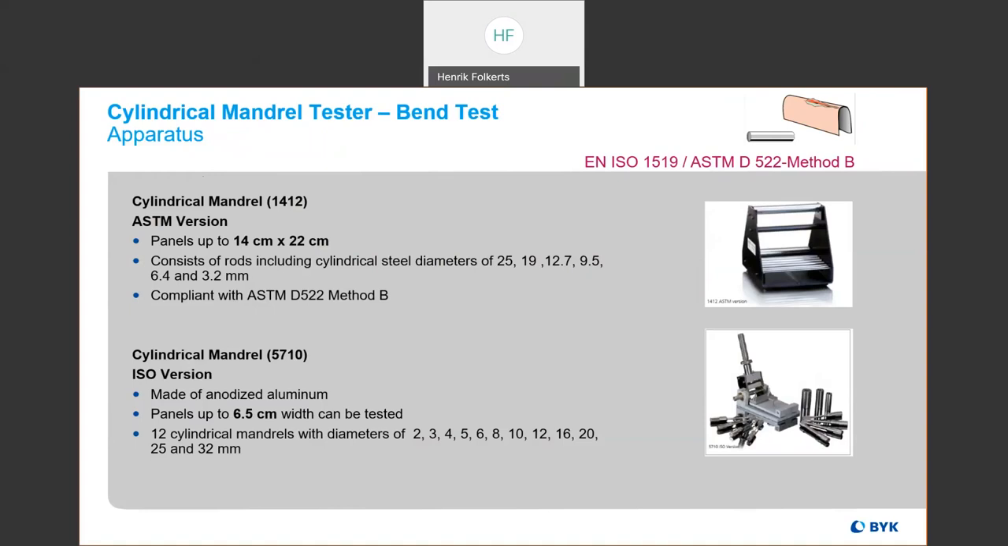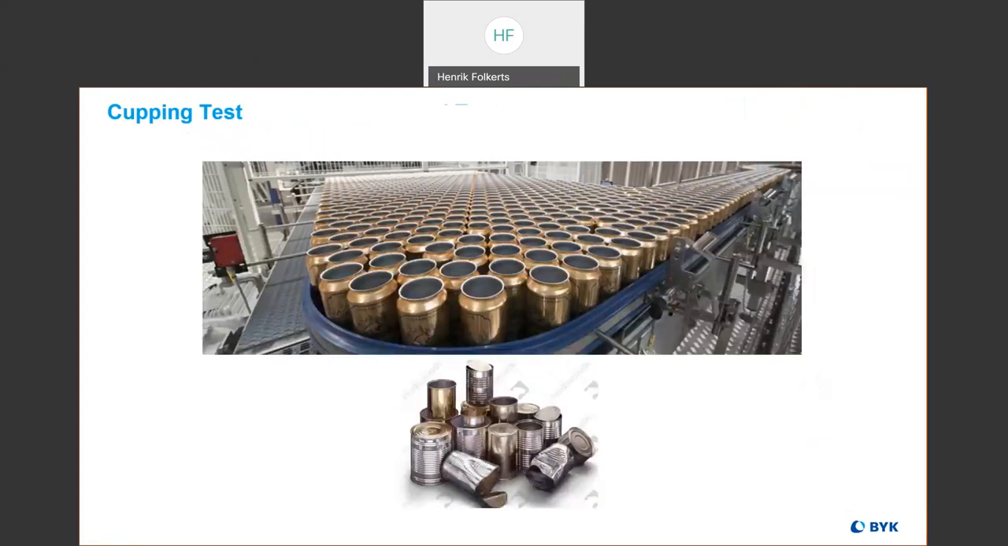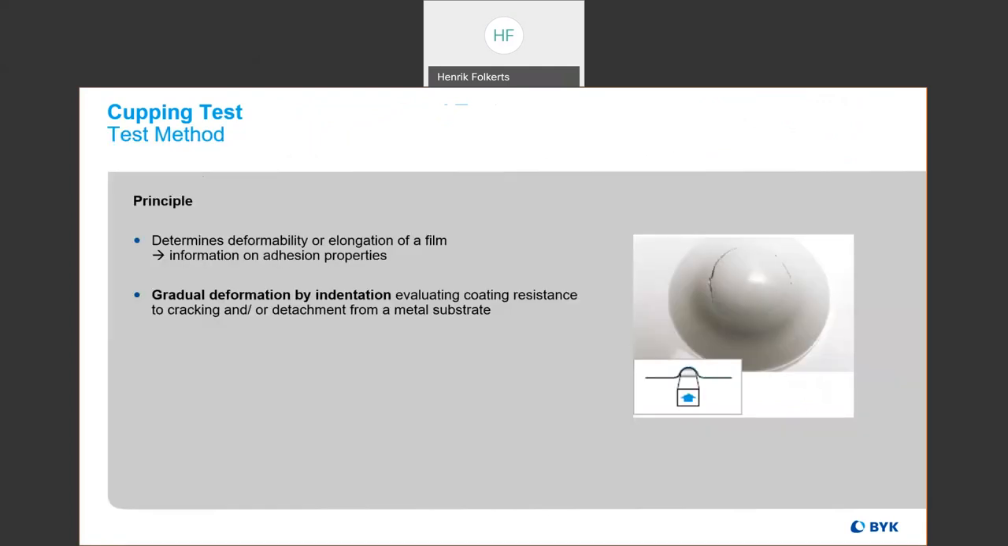So, this was the last slide of the mandrel tester. Now let's have a look at the second flexibility test, the cupping test, which is a very important test in the coil coating industry. The cupping test is a typical test for beverage cans, which you can see in the picture. The measurement principle is to determine the deformability or elongation of a film.